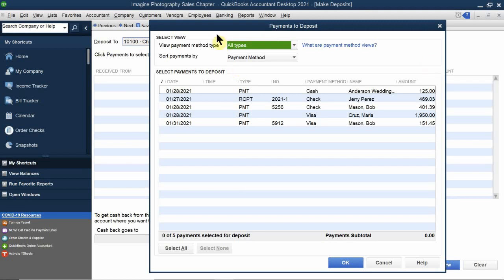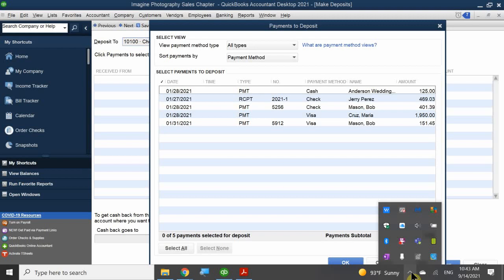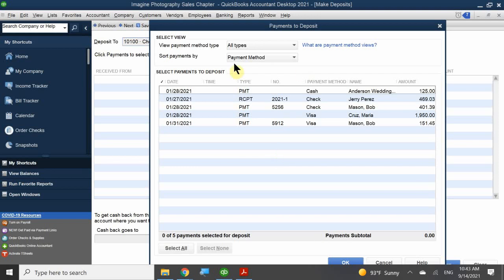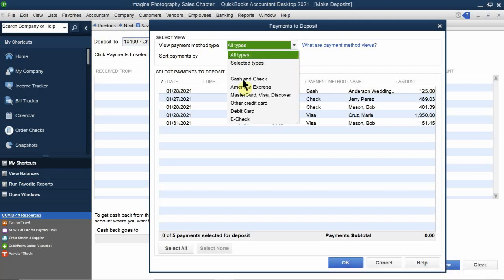Now here you can view all of them. If you are running your business and you have multiple received payments, obviously this list can go on and on. But the cool thing is that it allows you to filter your items accordingly. You can choose to view all types, or only cash and check, American Express, MasterCard, Visa, whatever it is. You have all the information here, for all the different types of payments that you can receive.